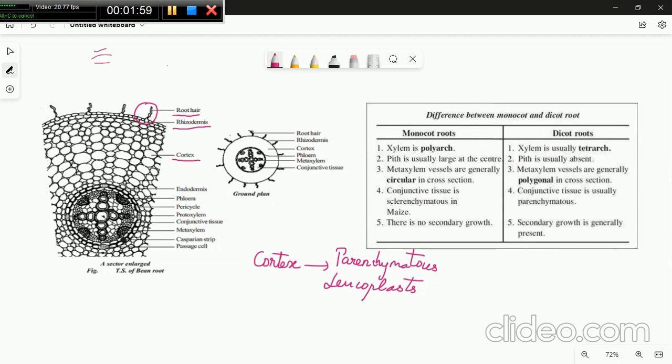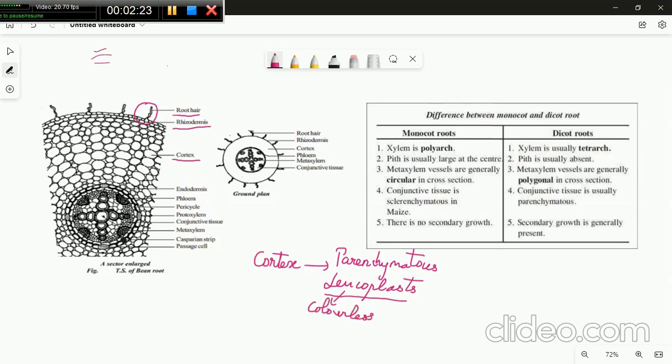Now this cortex is made up of which type of cells? Parenchymatous cells. Now we are going to see the reason why this cortex is made up of parenchymatous cells. The next thing is leucoplast. What is leucoplast? Leuco means colorless. It is indicating colorless.